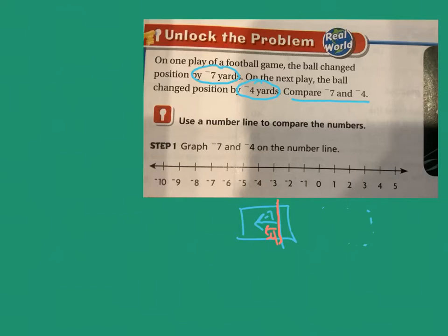Let's graph where these are on the number line. -7 is right here. And -4 is right here. Okay. Remember, the more negative we go, the less value something has. And the more to the right we go, the greater value something has. Thinking of the money again, this is $5 in my pocket. This is owing $10. So this is way worse, right?